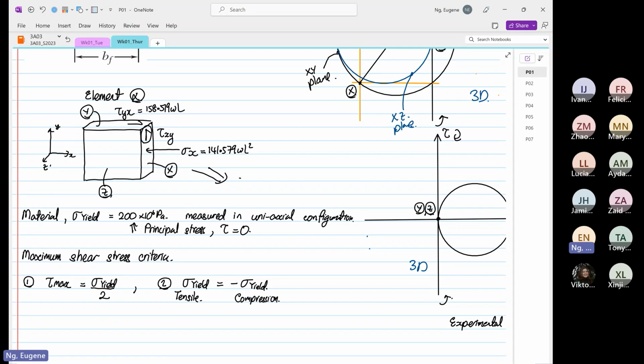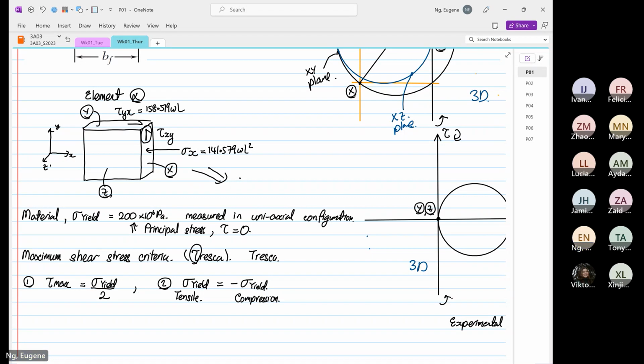Another name for this maximum shear stress criteria is Tresca. Just to introduce the name first, it's the Tresca criteria. I deliberately put tau over here. Tresca is spelled T-R-E-S-C-A, and if I put a T in and put a tail, you know that it is shear. Something easy for you to remember.